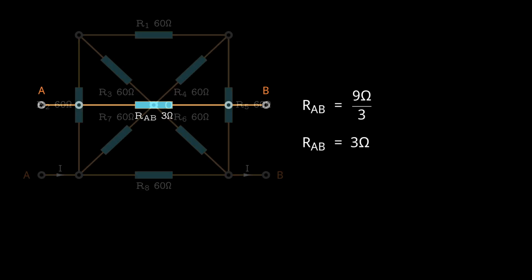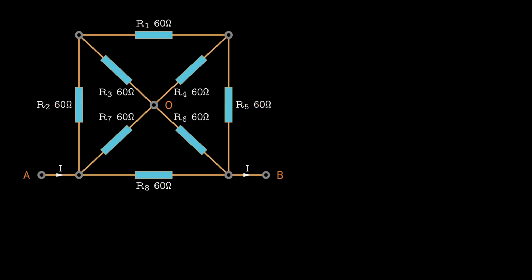I hope these 2 examples provided some insights into how symmetry can be utilized in a circuit diagram to determine the equivalent resistance. We'll explore another example where symmetry is used to find the equivalent resistance. In this circuit diagram, all the resistors have the same value. Our task is to determine the equivalent resistance between nodes A and B.